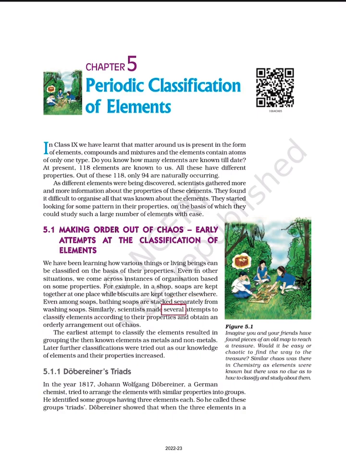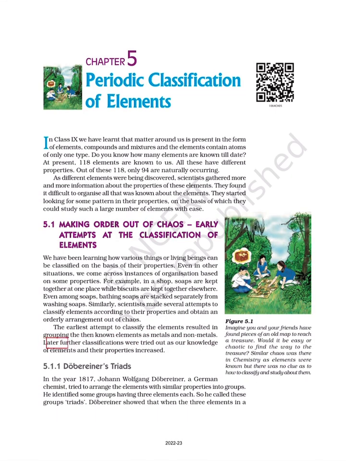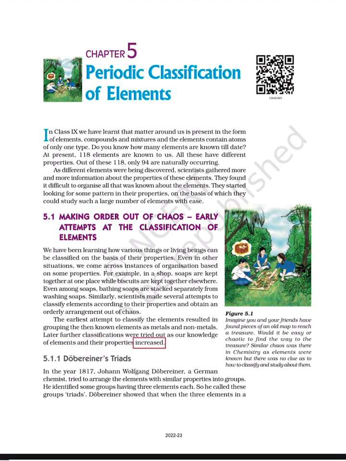Similarly, scientists made several attempts to classify elements according to their properties and obtain an orderly arrangement out of chaos. The earliest attempt to classify the elements resulted in grouping the then known elements as metals and non-metals. Later further classifications were tried out as our knowledge of elements and their properties increased.